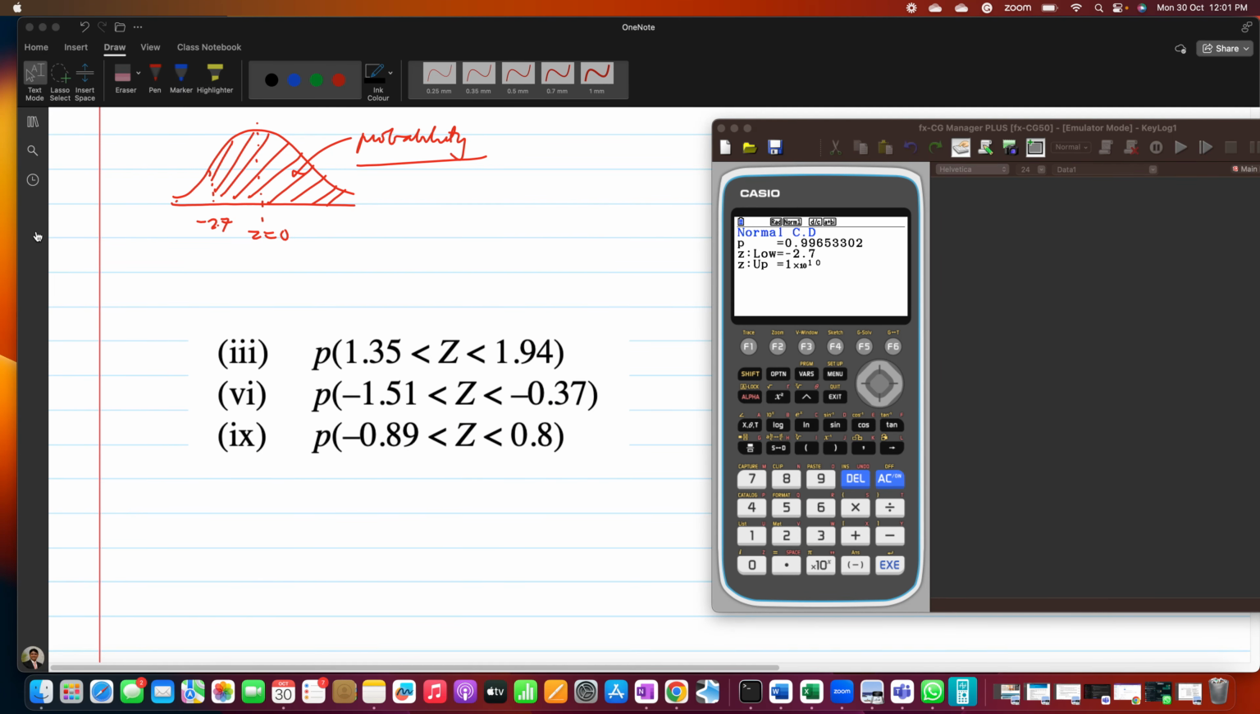So again, in this case, suppose you exit and you put in the values. What is the lower? Lower is 1.35. Correct? Upper is 1.94. Okay. If you go down now, there's a graph. You can draw the graph. And it shows you that.